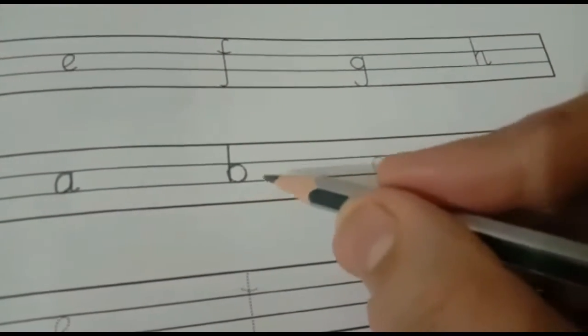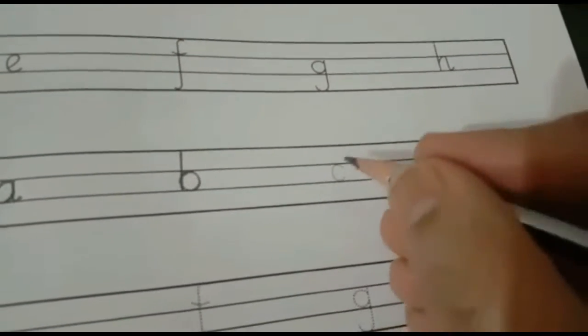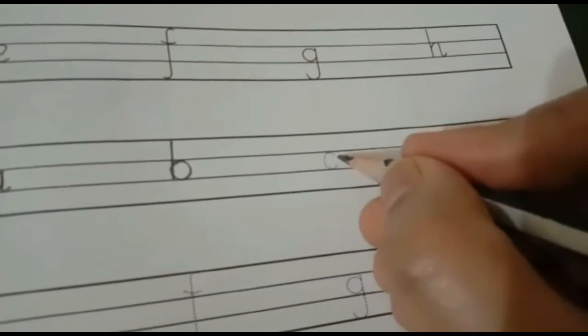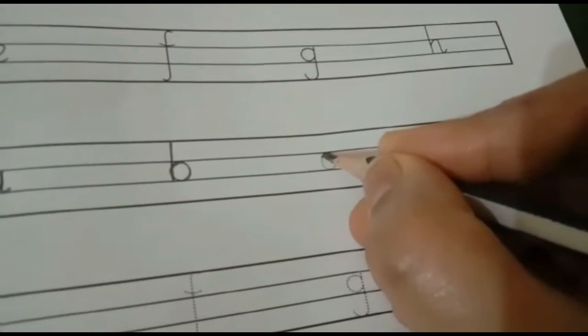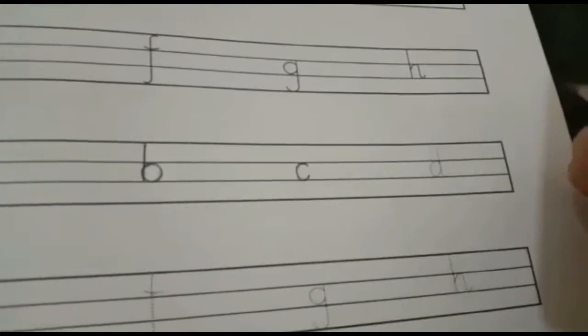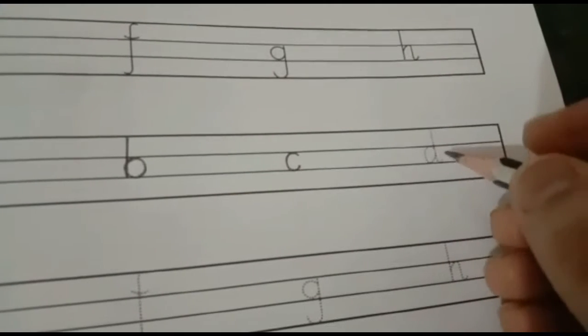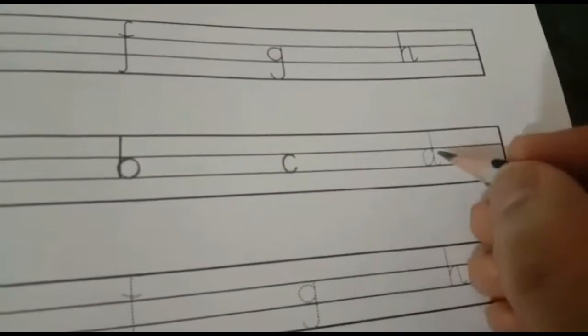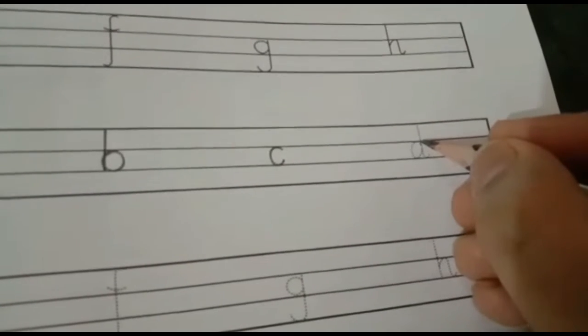Now what comes after letter B? Letter C, and the sound of this letter is k, C, k. Now I will trace this letter on this line pattern in front of you like this. This is lowercase c. Now what comes after letter C? Letter D. This is lowercase d and the sound of this letter is D.